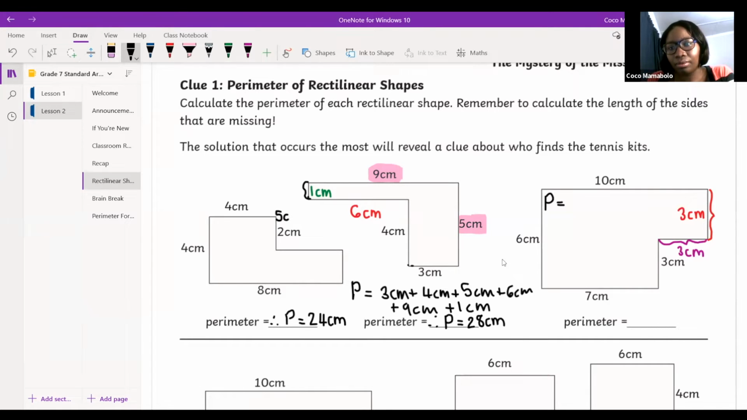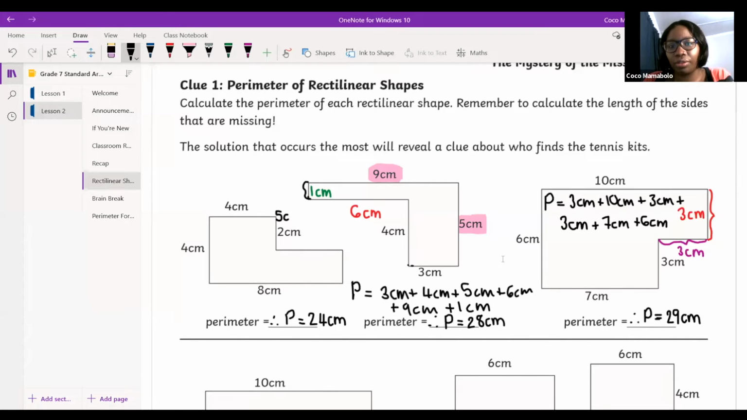3 centimeters plus 10 centimeters plus 3 centimeters. Good. Plus 3 centimeters plus 7 centimeters. Good. Plus 6 centimeters. Excellent. Okay. Therefore, P is equal to 29 centimeters. Good. Well done, Mutebang.